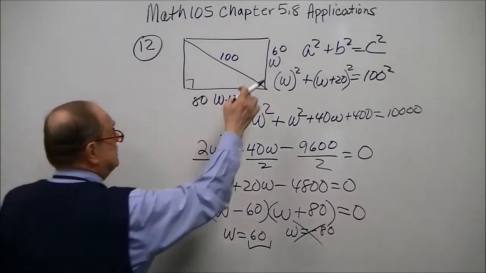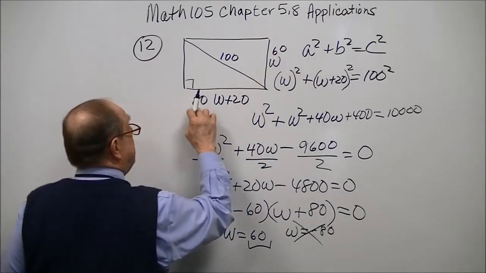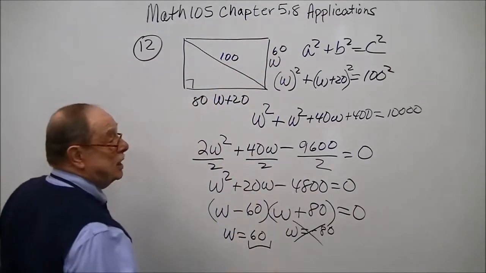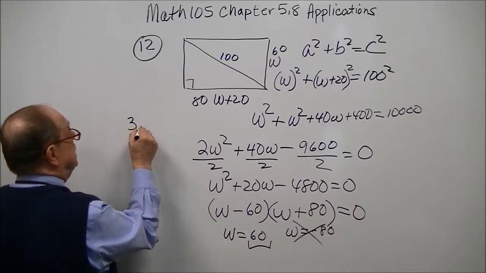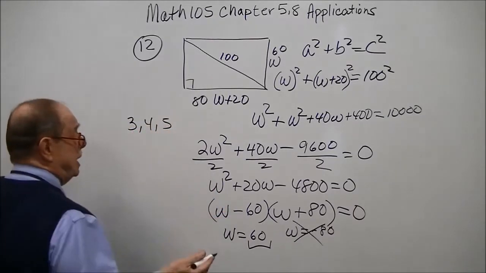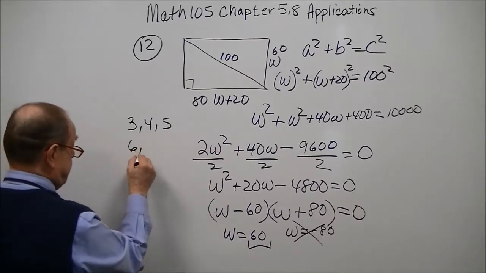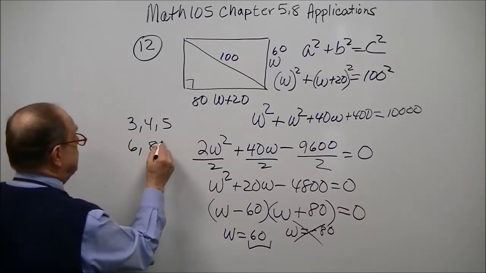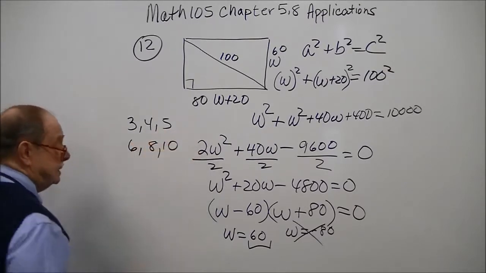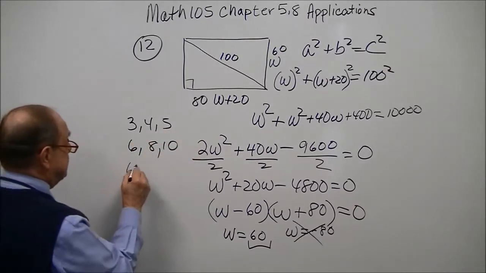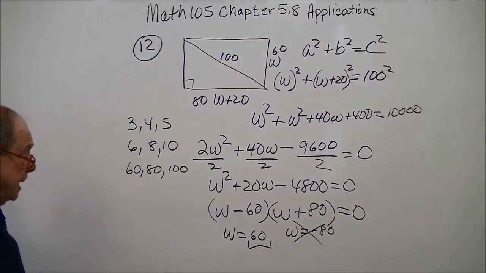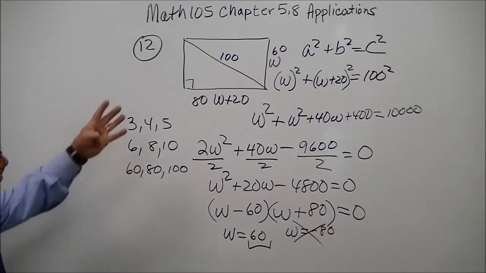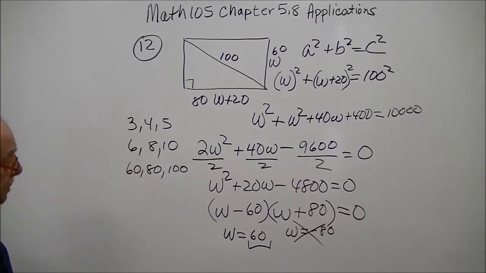Now, by the way, I don't know if you see it here, you have a 6, 8, 10 right triangle. That's a sister of a 3, 4, 5 right triangle. This is 6, 8, 10. These are sisters. Or in this case, it's 60, 80, 100. Okay, so it checks out nicely, and we're using the Pythagorean theorem.